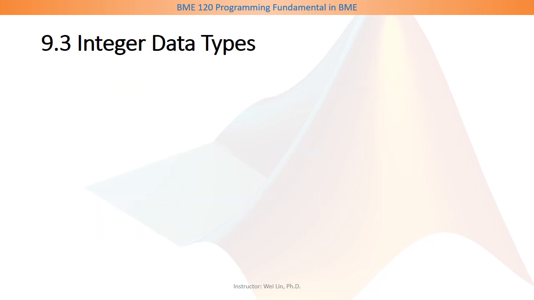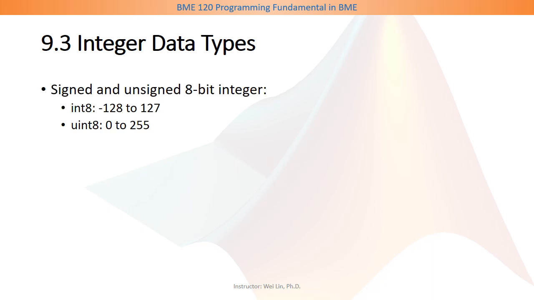There are many integer data types. Basically, there are two big categories. One is called signed integer and the other is called unsigned integer. Signed integers can have either negative or positive values, but unsigned integers can only have positive values. And integers can have different sizes.